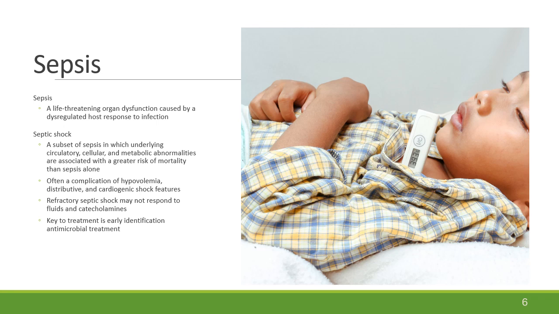Late or refractory septic shock may or may not respond to fluids and catecholamines and may rapidly progress to multi-organ failure and death. The key to management of septic shock is early identification, early intervention, and appropriate antimicrobial treatment. So knowing what the organism is and treating it early with the right antibiotic.